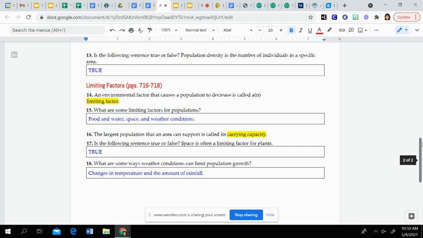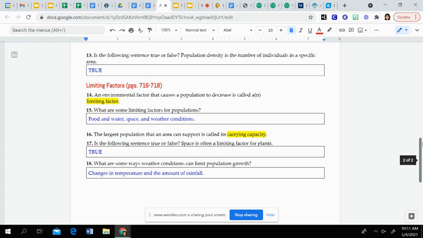Then the largest population that an area can support is called its carrying capacity. This is when you have enough organisms that they have enough resources and space to live, but if you go over that, things might start to change.